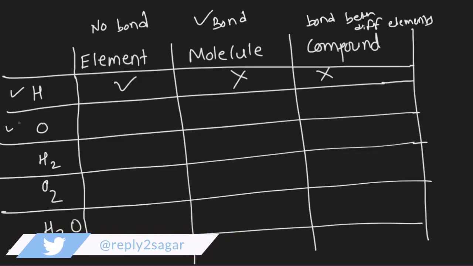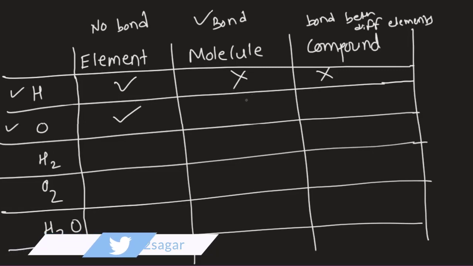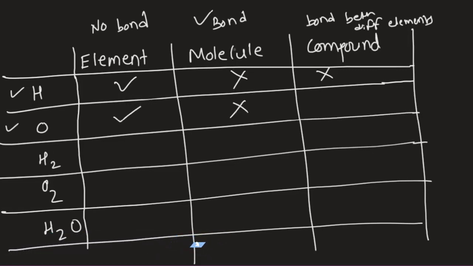Next example, oxygen. It is an element. Yes, it is an element because there is no bond. Is it a molecule? No, it is not a molecule because there is no bond involved there. Is it a compound? No, it is not a compound. So compound is basically a subset of molecule. So if something is not a molecule, then it is not a compound as well.